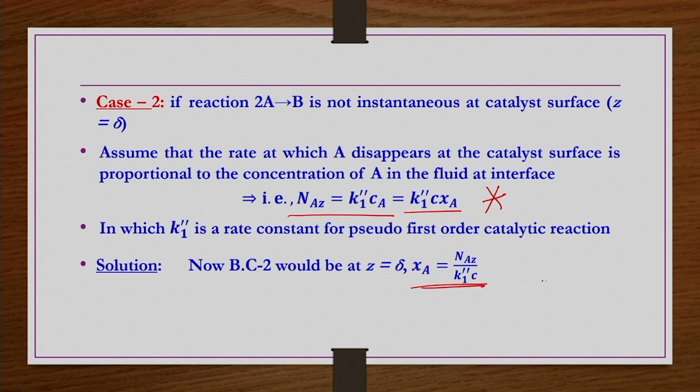Whereas the other boundary condition, at Z equals 0, Xa equals Xa naught, that is remaining the same, BC1, that is not changing, right. Only at the catalyst surface, which is at Z equals delta. Now, the reaction is not instantaneous, it is a first order reaction. The flux NAZ is K1 double prime C Xa, and then Xa is equal to NAZ by K1 double prime C.